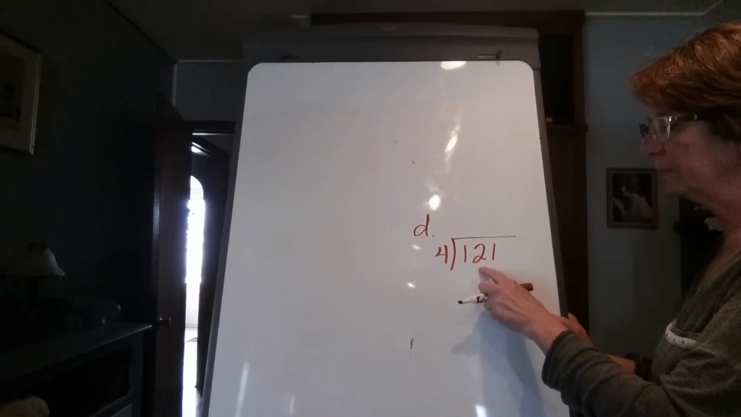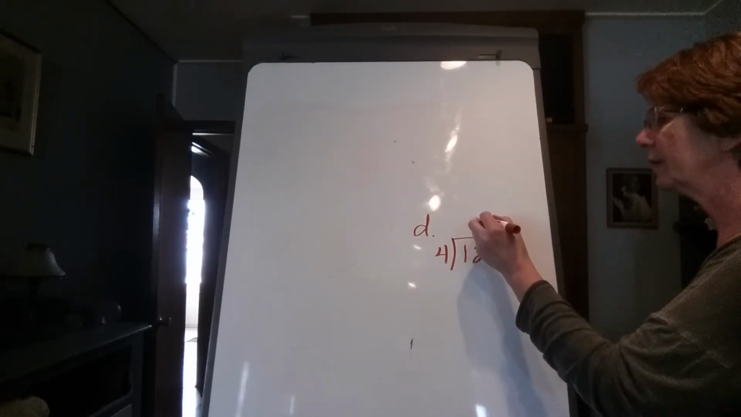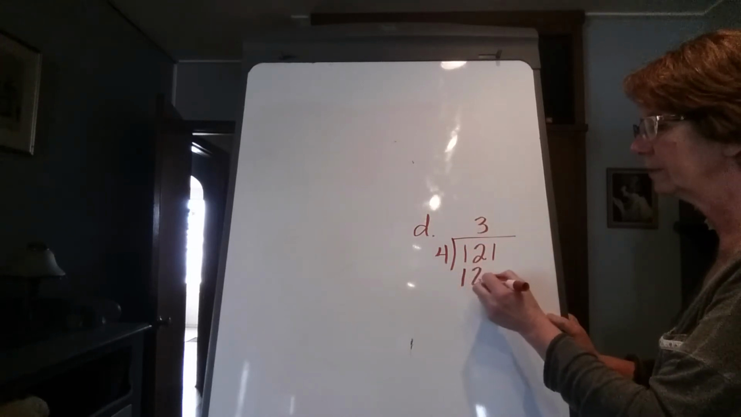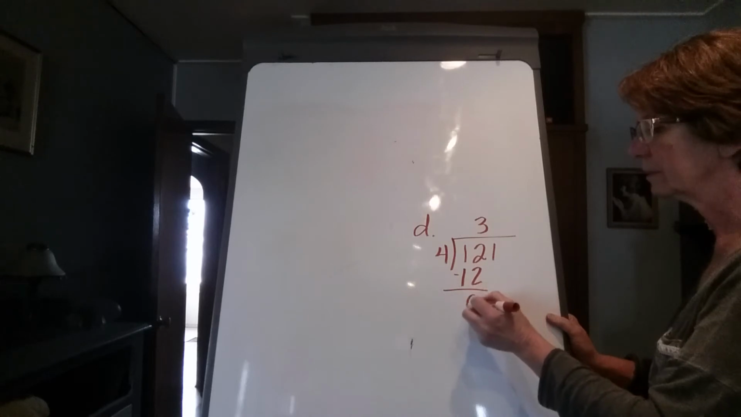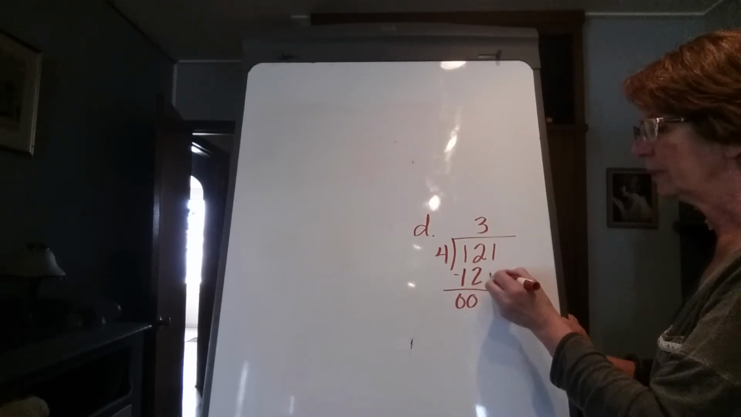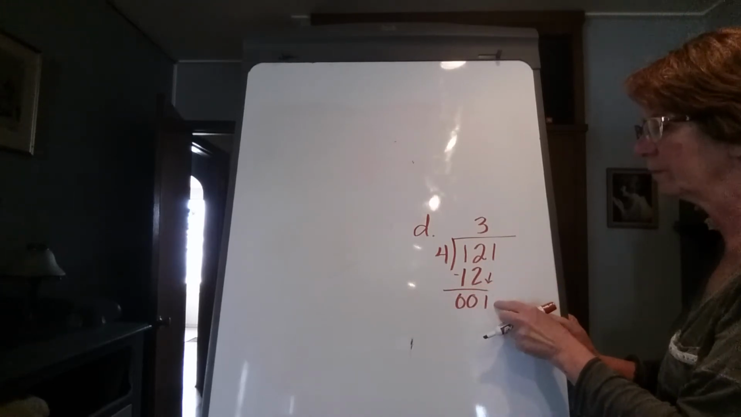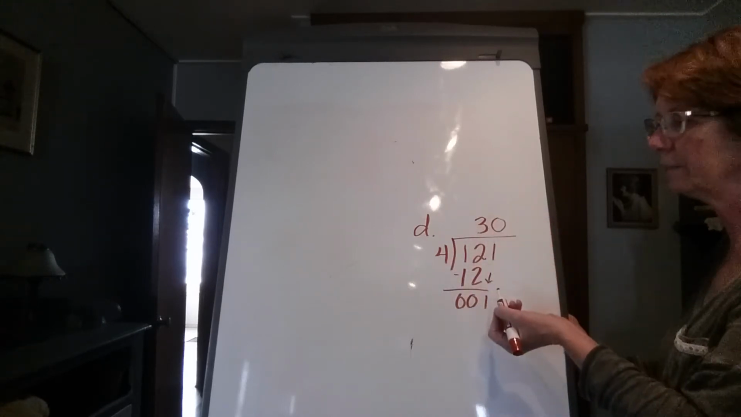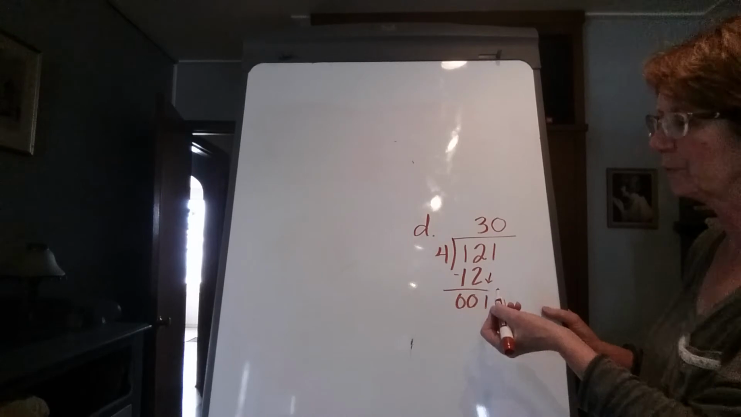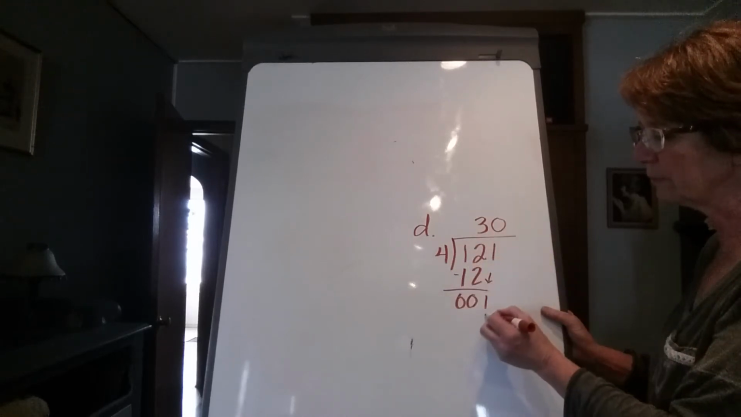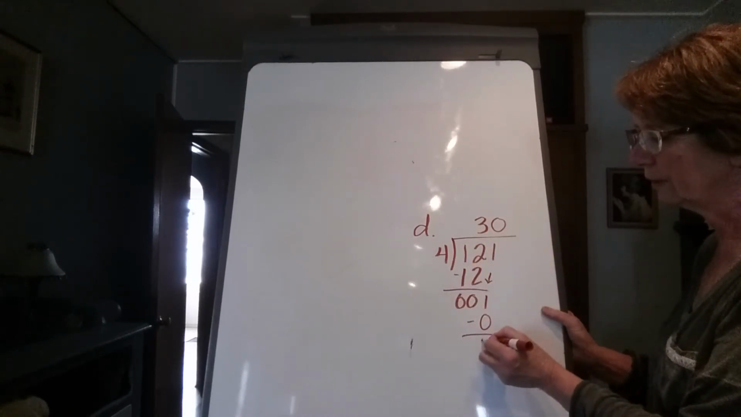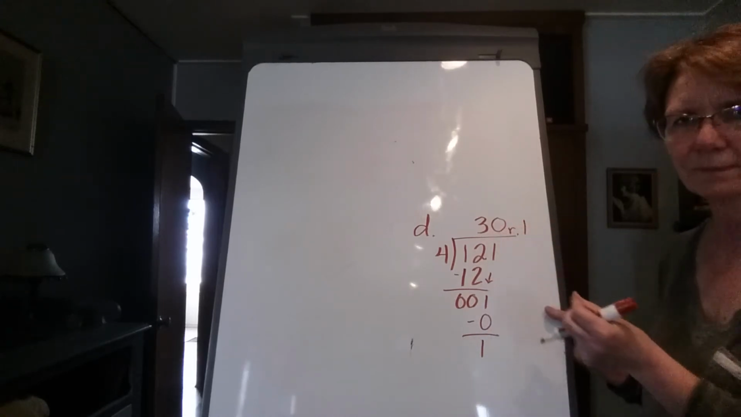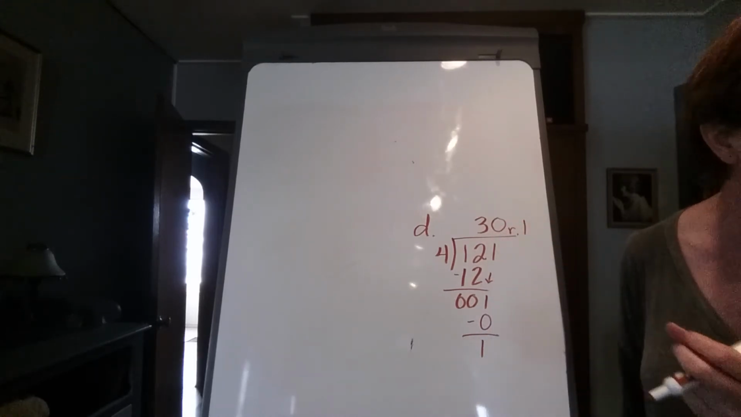4 doesn't go into 1, but 4 does go into 12 3 times. 4 times 3 is 12. Subtract. Bring down your 1. Okay, 4 does not go into 1. It only goes into it 0 times. So I guess you could say 4 goes into 1 0 times. 0 times 4 is 0. 1. And you have a remainder of 1. Okay, you getting the hang of it?